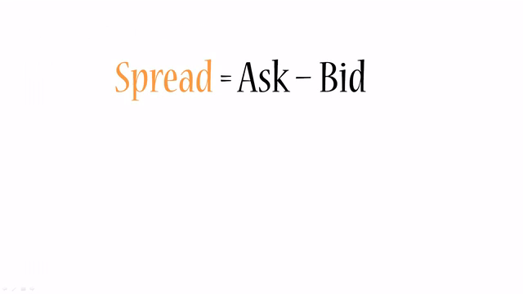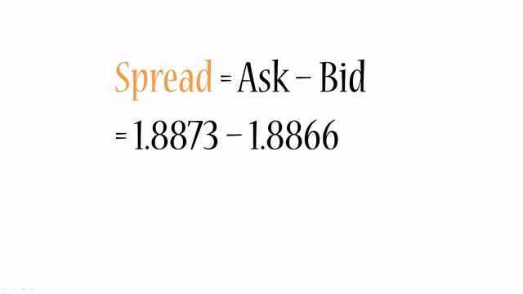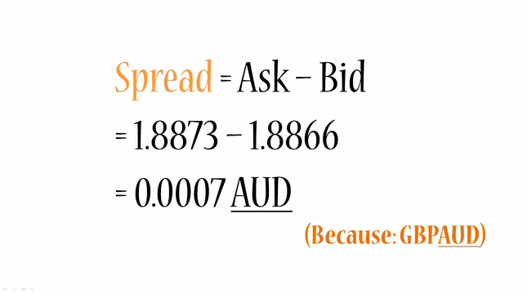So the spread is the ask minus the bid. That means 1.8873 minus 1.8866, and that means 0.0007. So that means less than 1 Australian cent. That is 0.07 of an Australian cent. And this is in Australian dollars because the currency pair is British pound Australian dollars. So Australian dollar is the quoted currency.